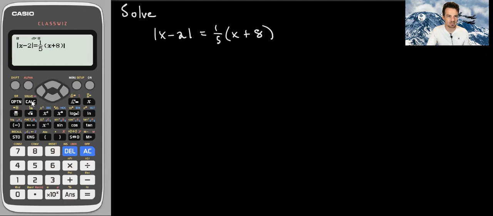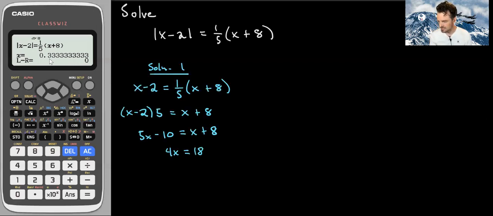Shift, calc. X equals 0 is the seed or starting point. So we'll use that as a starting point and hit equal to start the solving. So it tells us that the answer should be 0.33333. So we start off and we're like, I'm sure the teacher told me how to do this. It looked a lot like this.